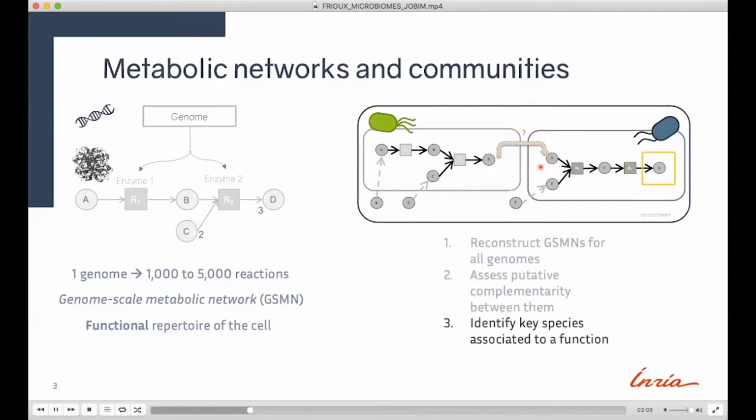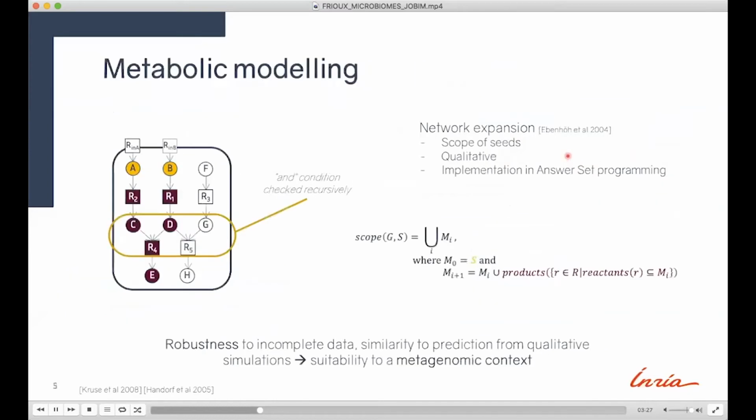And in case we are interested in a given function, here G, we would like to find key species, key players that are associated to that function. Here, clearly the blue bacterium, but also maybe the green one because it can produce D that is needed by the blue one. So we can't find these interactions just by looking at the metabolic networks. They are static objects, and if we want to simulate metabolic behaviors in specific conditions, specific environments, we need to apply mathematical frameworks to our graphs.